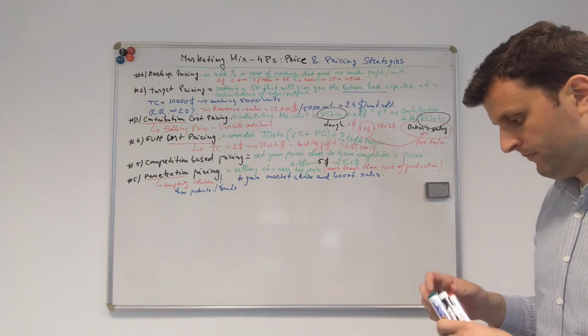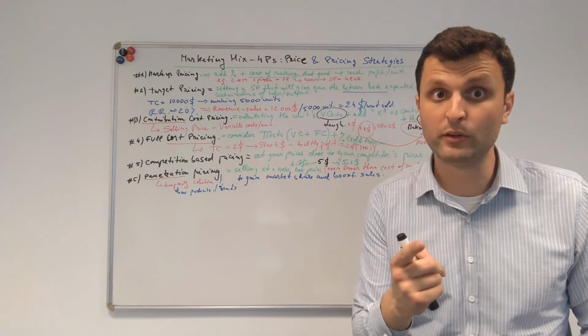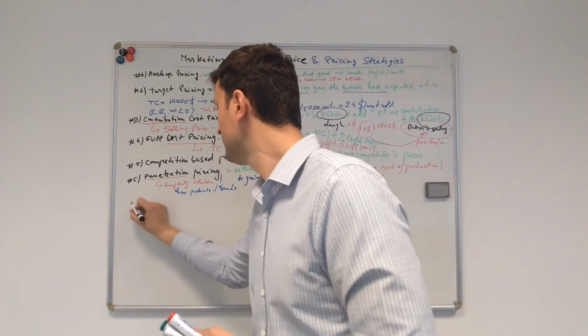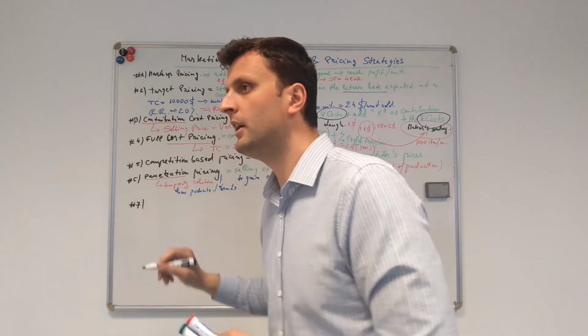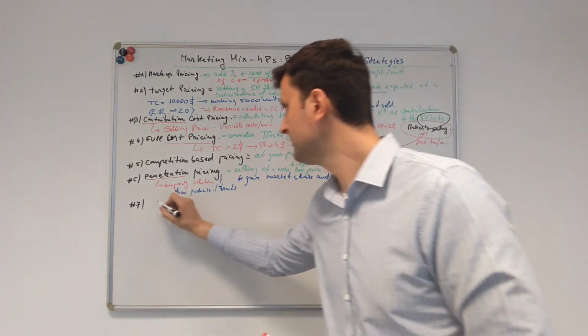Number 7. If you're a grown-up, this can really irritate you if you go to the cinema, and you'll understand in a second. Number 7 is what is known as price discrimination.